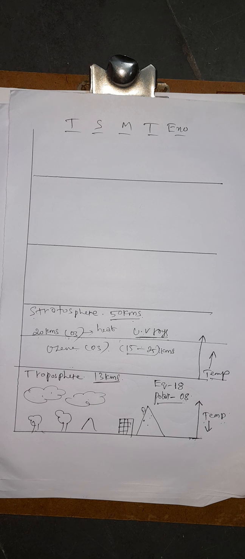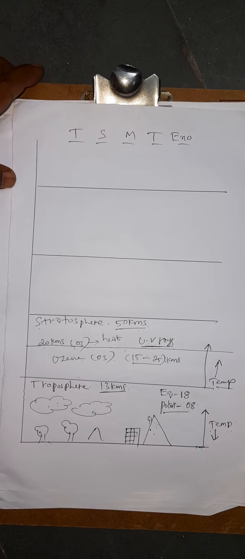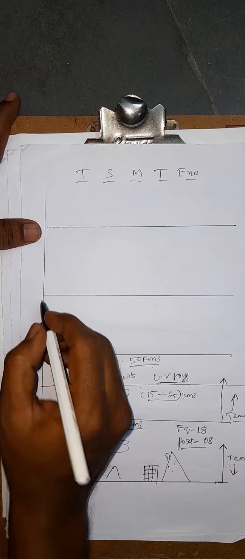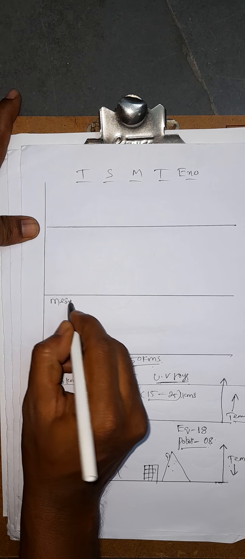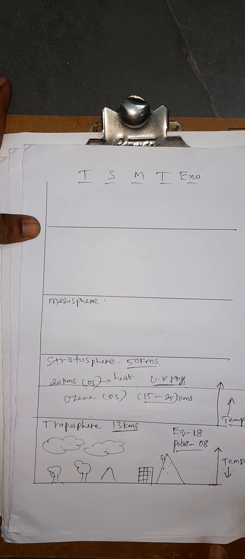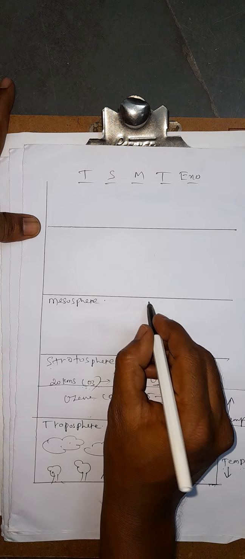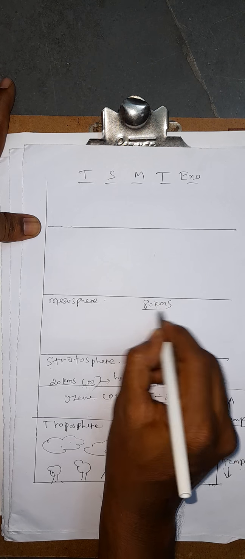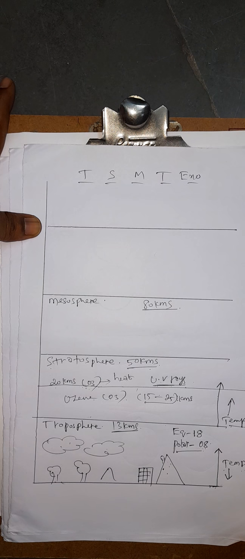The next layer is the mesosphere. Now let us understand how this is useful to us. This mesosphere extends up to 80 kilometers.